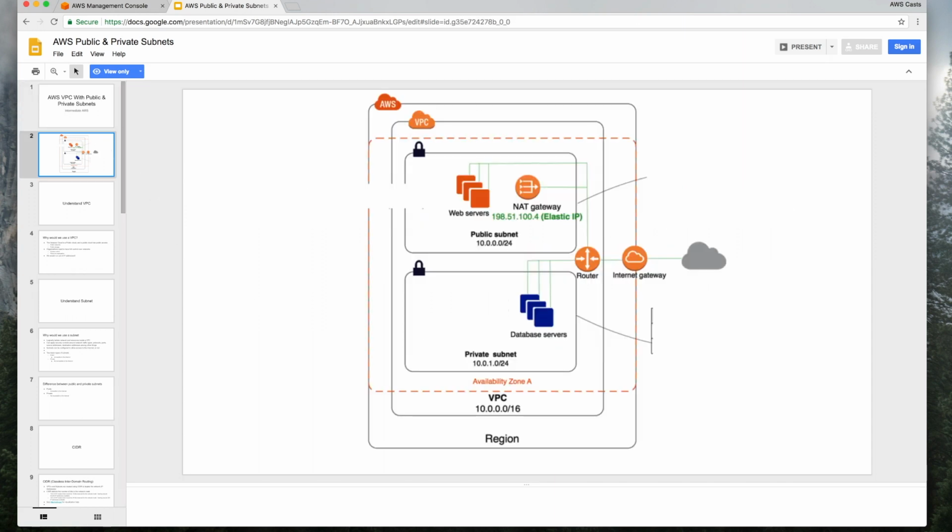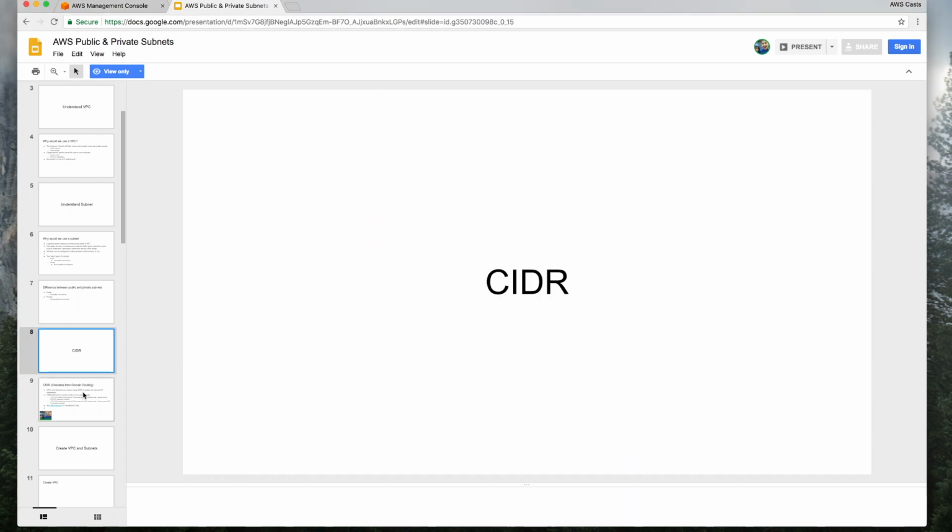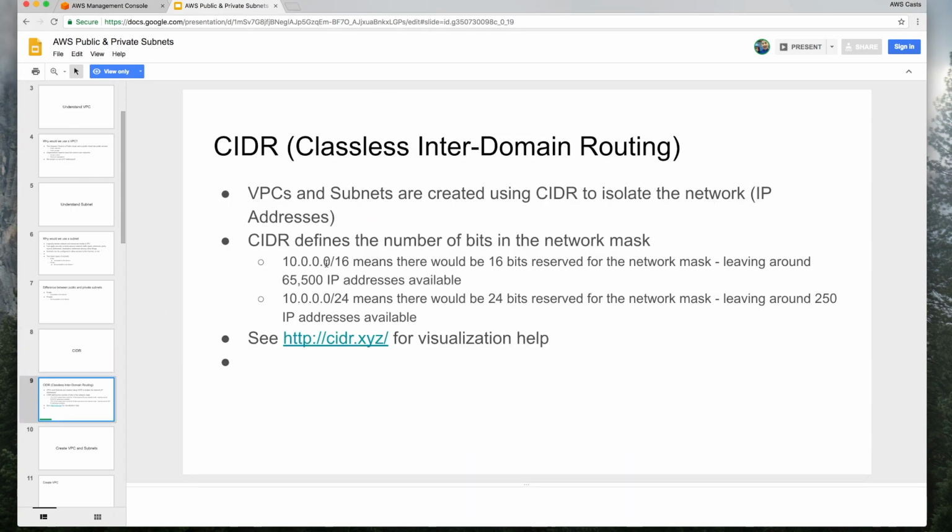Here we go. As you're looking at this diagram more closely, you're probably wondering what these numbers are with a slash and a number after them, and you can tell that they're different for each subnet for each VPC. So what those are, that's called CIDR notation, which is defined as classless interdomain routing.